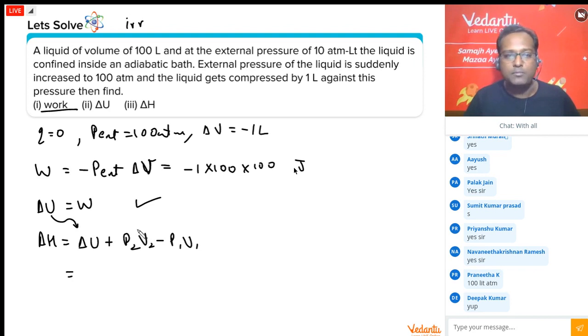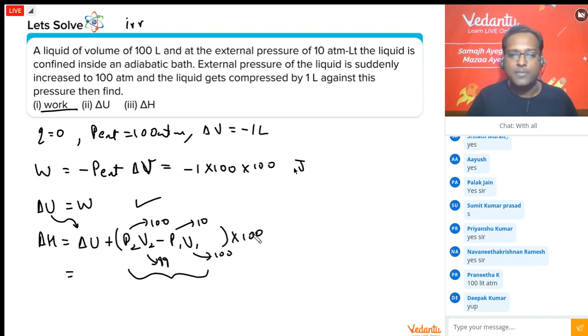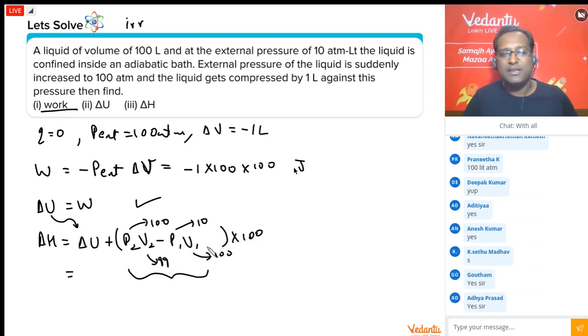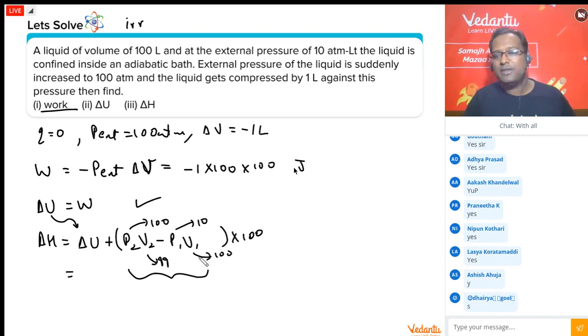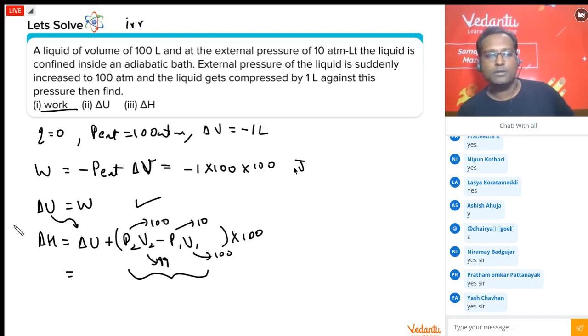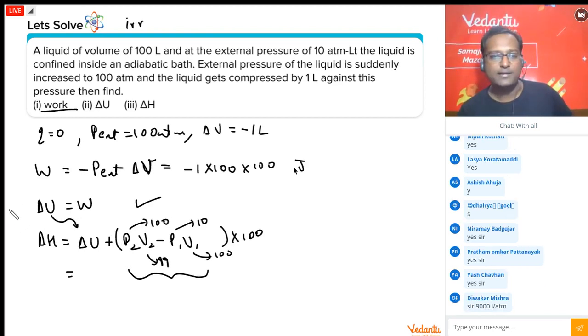P2 will be what? P2 will be 100, the final pressure. P1 will be 10, the initial pressure. V1 is 100 and V2 is 99. Again, this value will come out in liter atmosphere, so we will have to multiply the whole thing by 100. Did you guys notice how I am keeping track of units in everything I write? I don't leave it for later. You should also do it that way. I hope there is no doubt now. Can I move ahead?